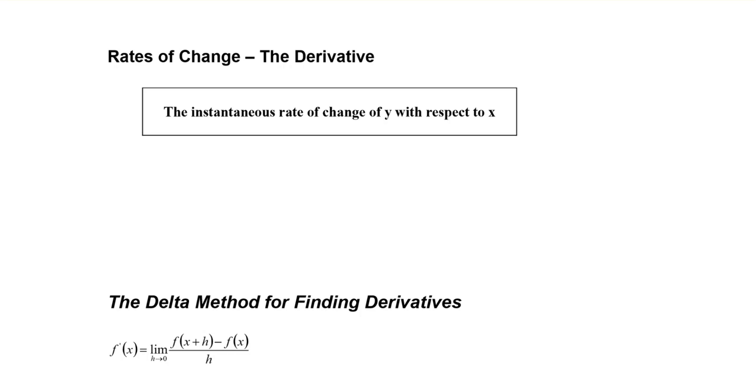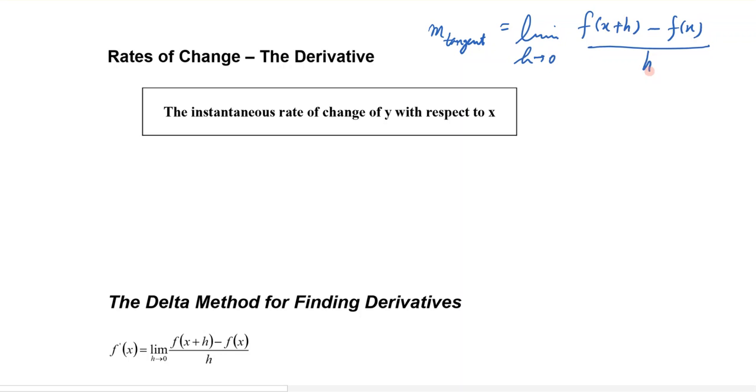Hello everyone, in this video I will explain the delta method for finding derivatives. So in the previous video we found that if you want to find the slope of a tangent, so m is for slope, the slope of a tangent is the limit as h approaches 0 of f of x plus h minus f of x over h.